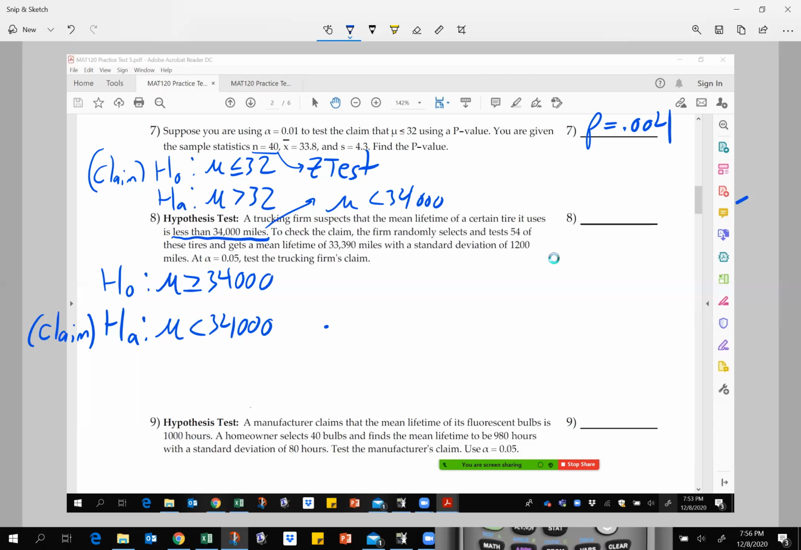Let's quickly write down some of the other information we get. We go ahead and we take a sample of size 54, which in a moment we know is going to lead us to a z-test because it's a large enough sample. And we find that the average life of the sample, so the x bar value, our sample mean, is 33,390 miles with a standard deviation S of 1,200. And we are going to conduct our test at the alpha value, which is going to be 0.05.